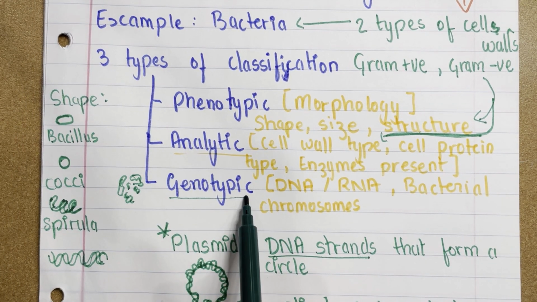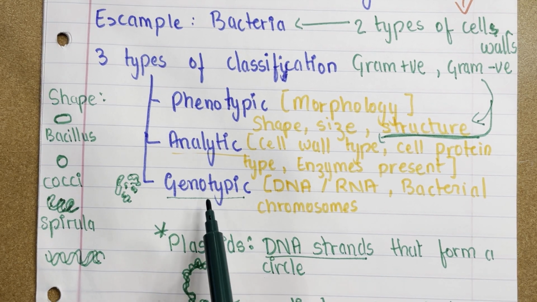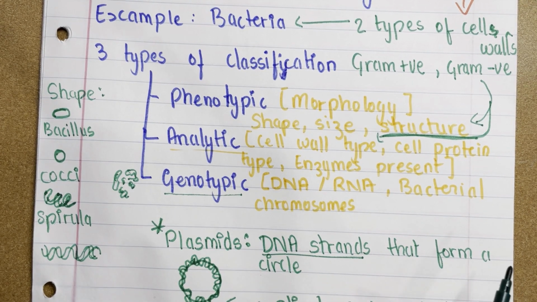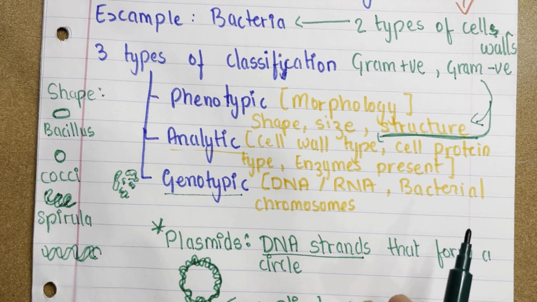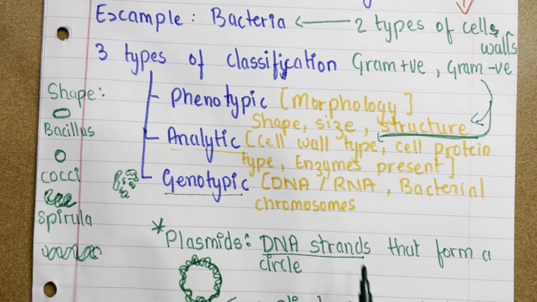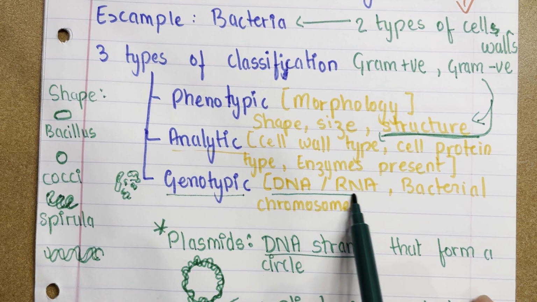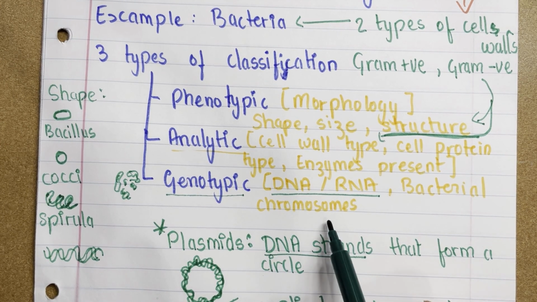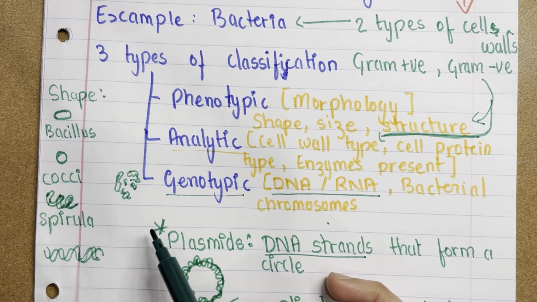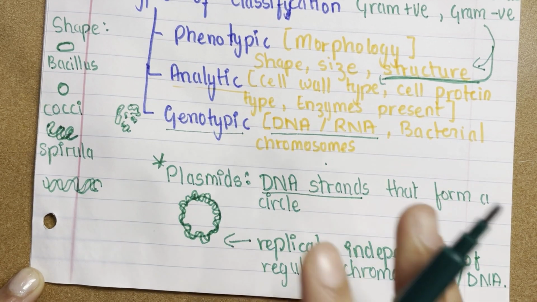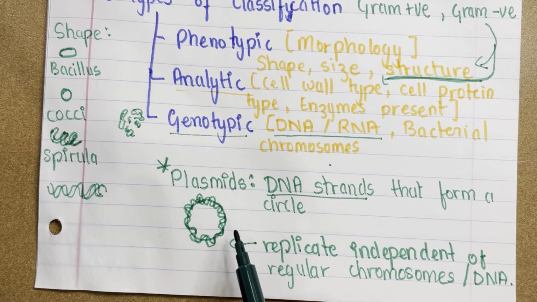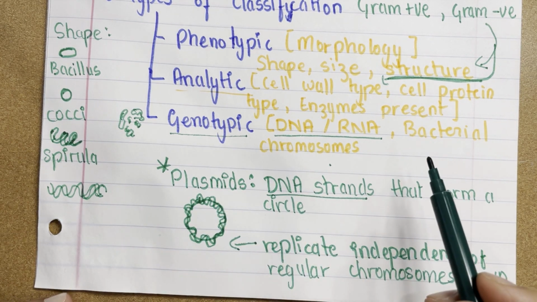And the last classification is the genotypic classification. As the name suggests, it is about the genetic level of classifying bacteria. And here we look at the DNA and RNA, and we look at the chromosomes, and plasmids are a part of the genotypic classification. What are plasmids? Plasmids are circular DNA strands that are independent of the regular DNA in the cell.